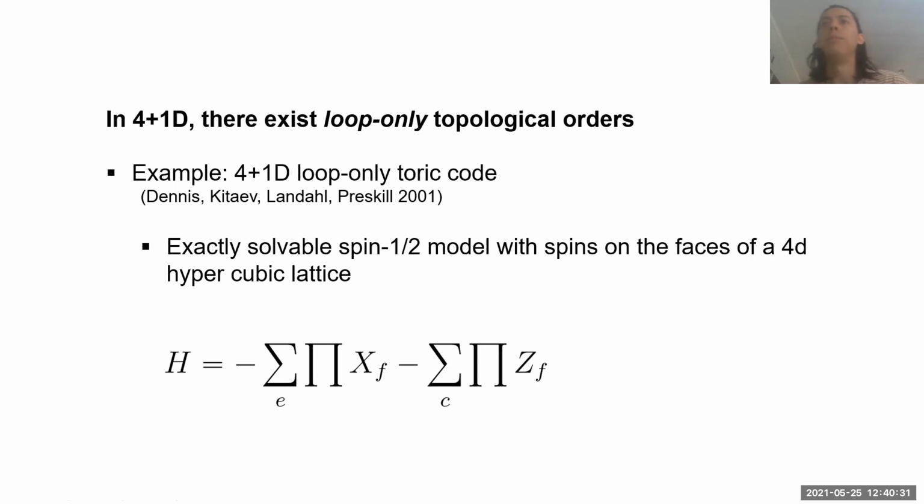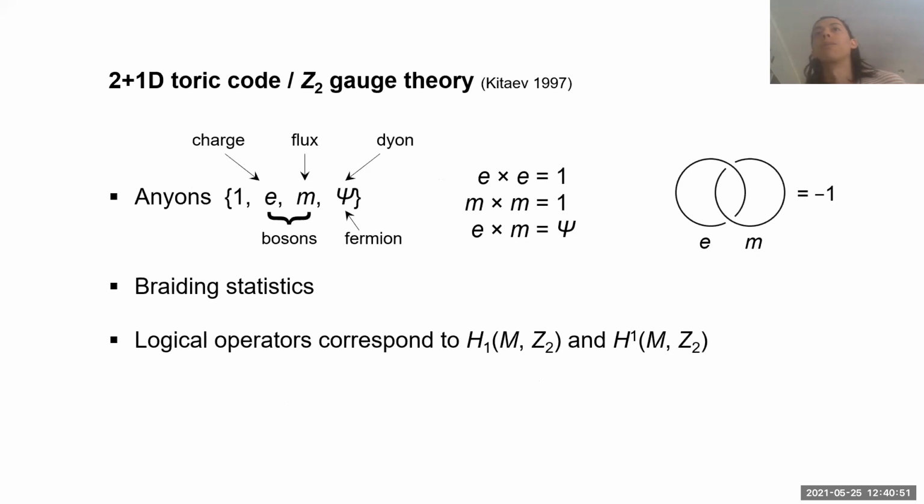Right. So this 4D loop-only toric code is in some sense a direct generalization of the well-known ordinary 2D toric code. So it'll be helpful going forward to quickly review the basic properties of the 2D toric code and then jump into discussing this 4D toric code. As we're all likely very familiar with, the 2D Kitaev toric code hosts Z2 topological order, and it can be regarded as a Z2 lattice gauge theory.